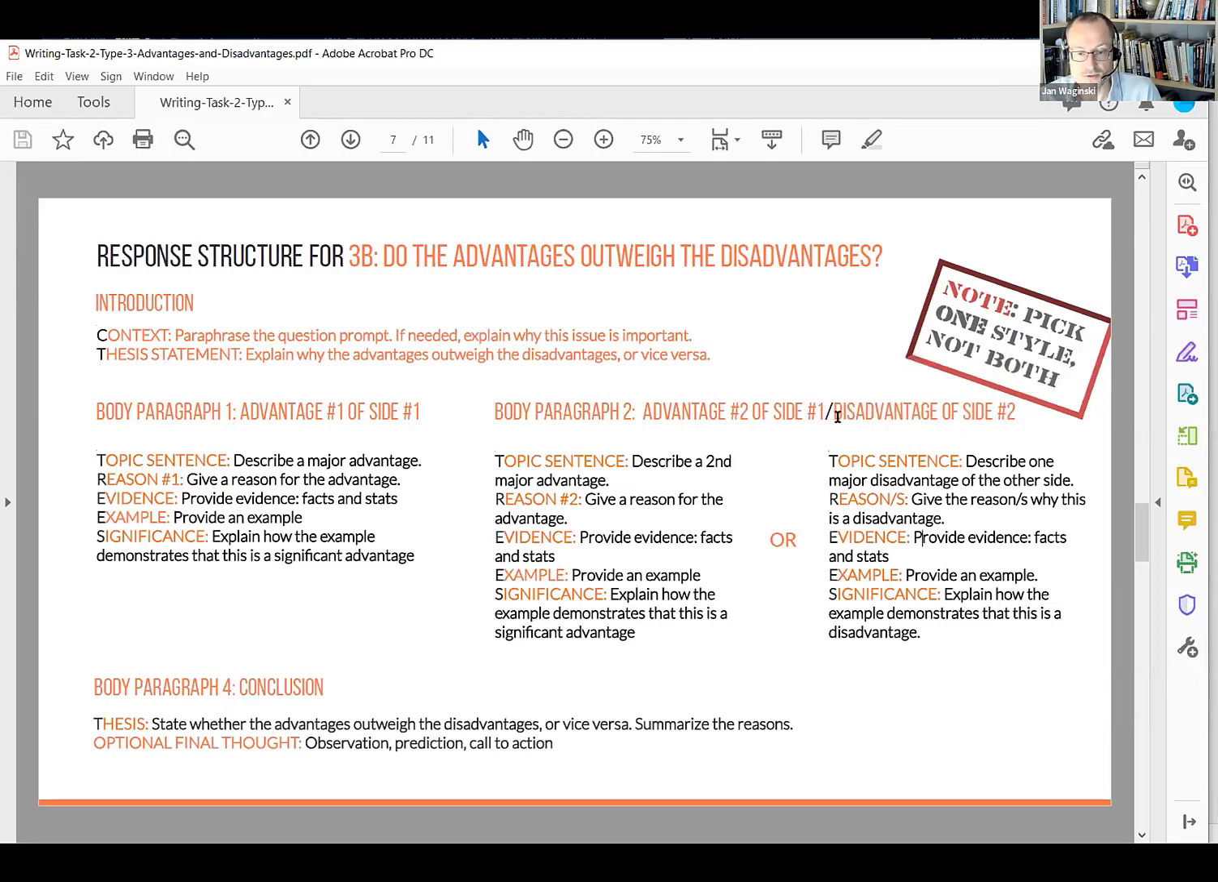Okay, so don't do a 5-paragraph essay and do all this stuff. Just choose one or the other. It doesn't really matter which one you choose. Whichever one is just more appropriate for the given prompt.